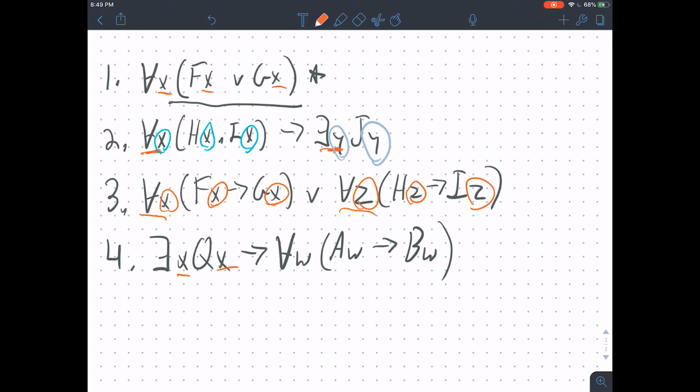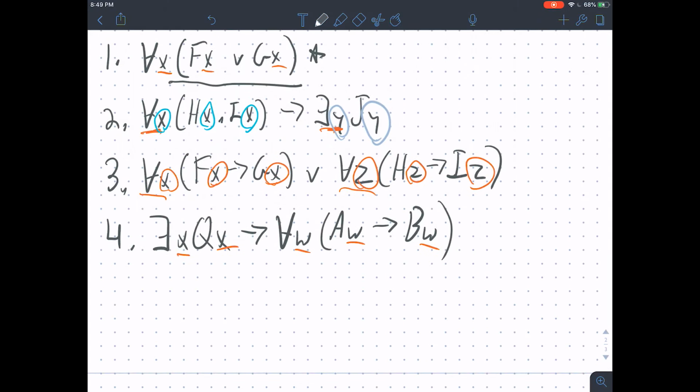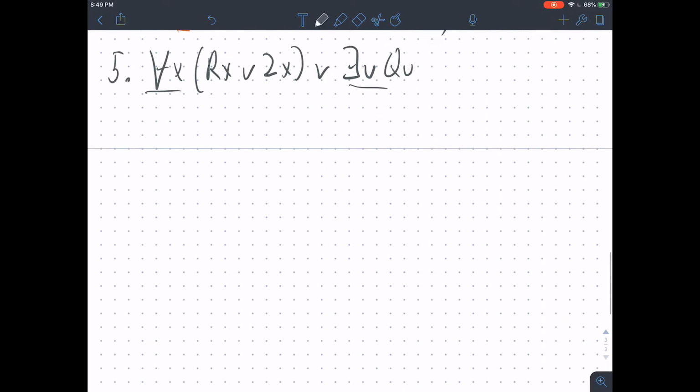The only variable in its scope is an x. This universal quantifier binds a w. The only variables in its scope are w's. So it's pure. Then, and that's supposed to be a U, I think. QU. And again, here, if you just take a look, two quantifiers. One of them binds x, and within its scope, we only have x's. Another one binds u, and within its scope, we only have u's.